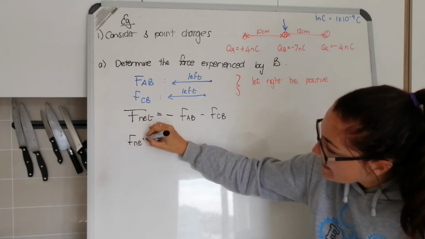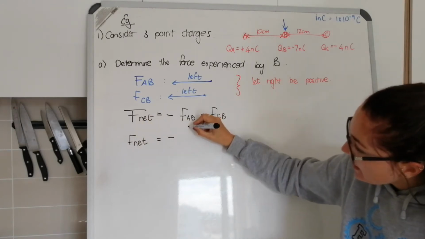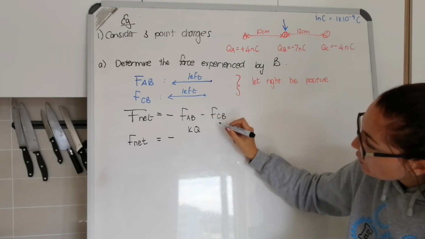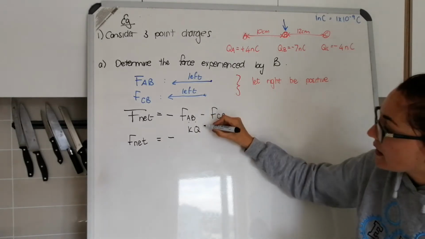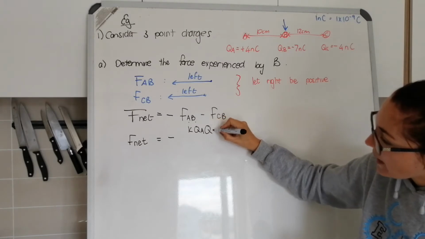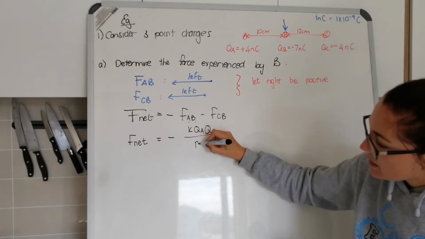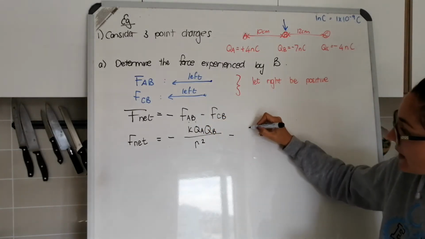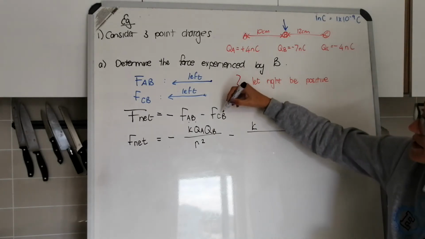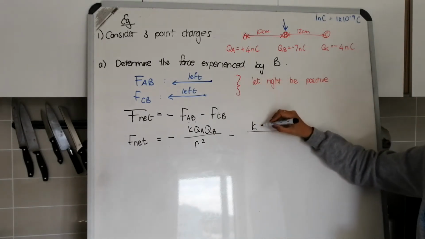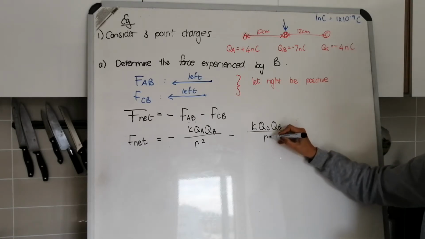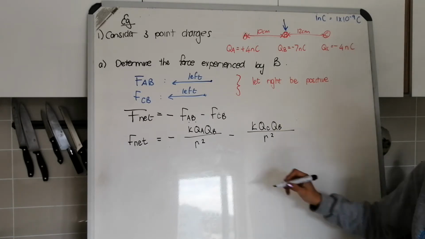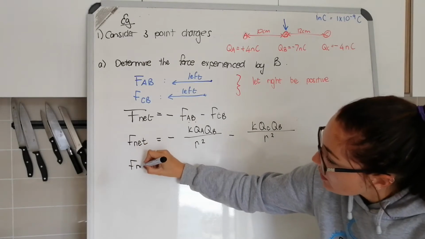So F net equals negative K Q. Now look what I'm using here. Because this is the force of A on B, we use the charges of A and B over the distance between them squared, minus K. Now this is the force of C on B, so we use the charges of C and B over the distance between them squared. And we substitute in and we solve for what we want.